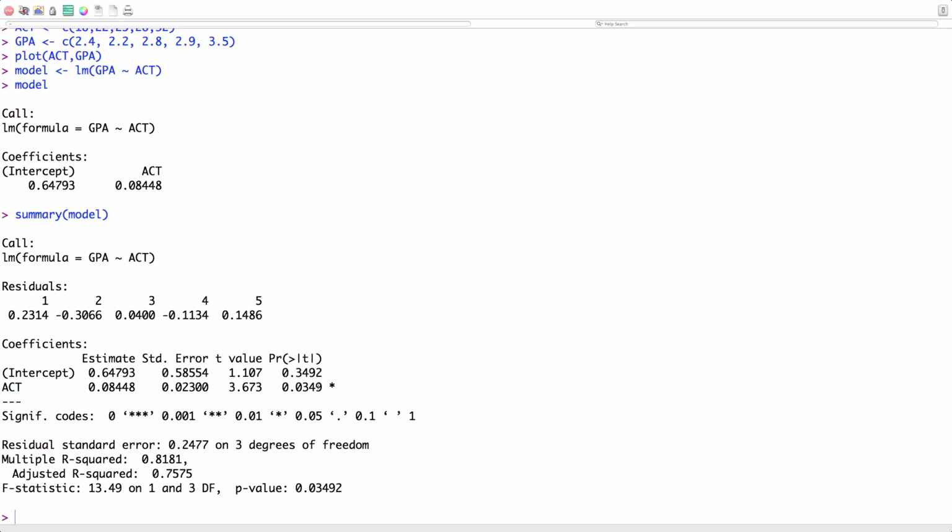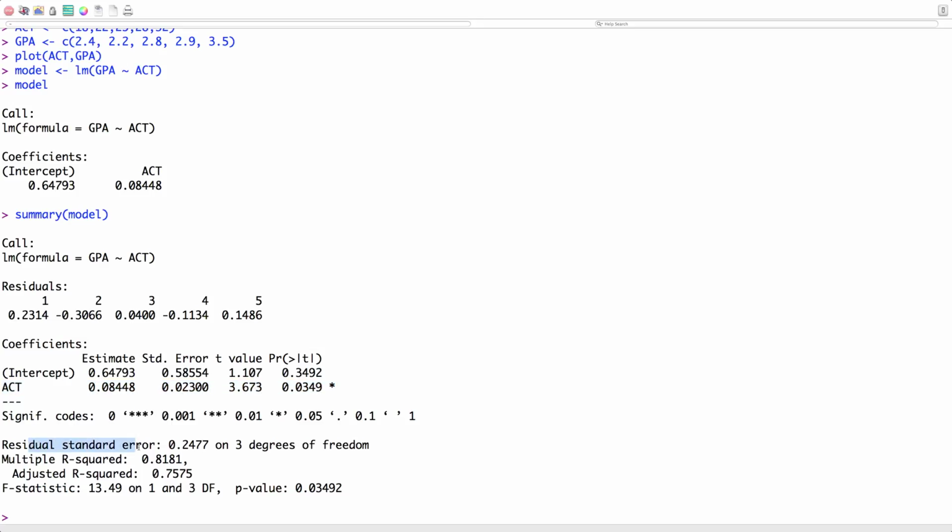And some things, again, what we're going to examine today is this line right here, the one I've highlighted. And you can see what we have here is a standard error for our B1 equal to 0.023. And we end up with a p-value of 0.0349, which came from a test statistic of 3.673 with degrees of freedom equal to 3.